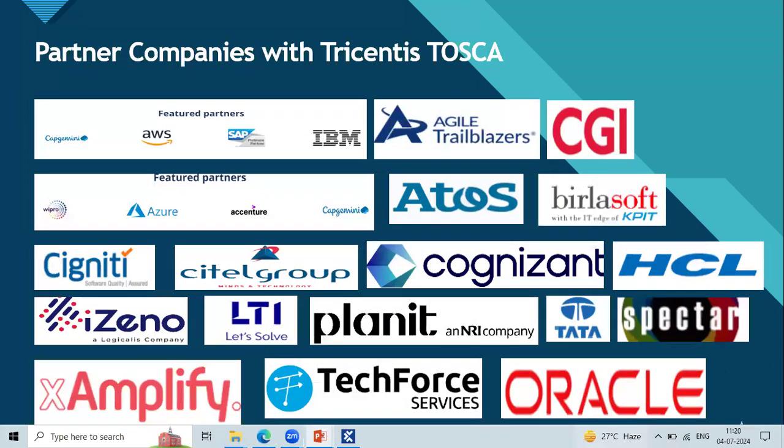So now Tricentis Tosca is partnered with this many companies, team. I just mentioned only a couple of companies, not more than that. Here you can see AWS, SAP, IBM, Azure, Accenture, Capgemini, Plan IT, Amplify Techforce, and Oracle. All these companies are partnered with Tricentis Tosca. Okay, CGI and Birlasoft. These companies are using this Tricentis Tosca automation tool for their particular projects. They even suggest Tricentis Tosca to their clients. That is the reason nowadays everyone is focusing on Tosca people.